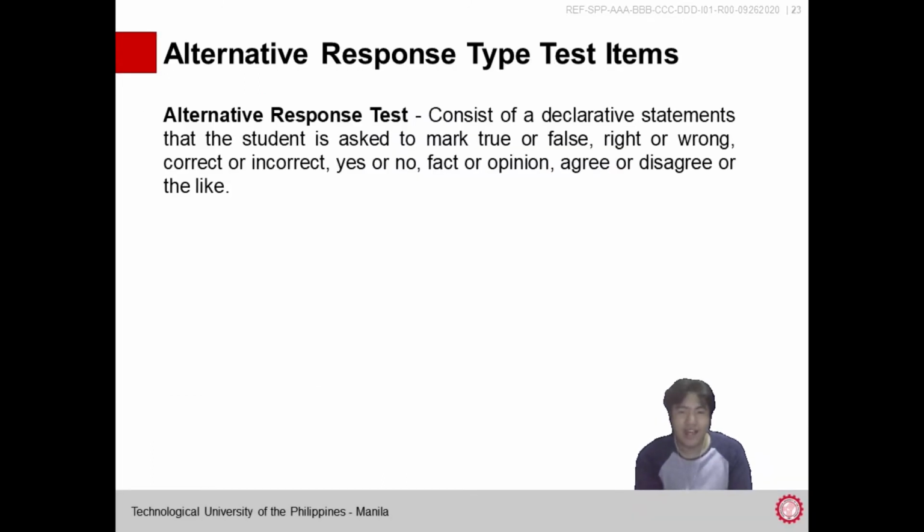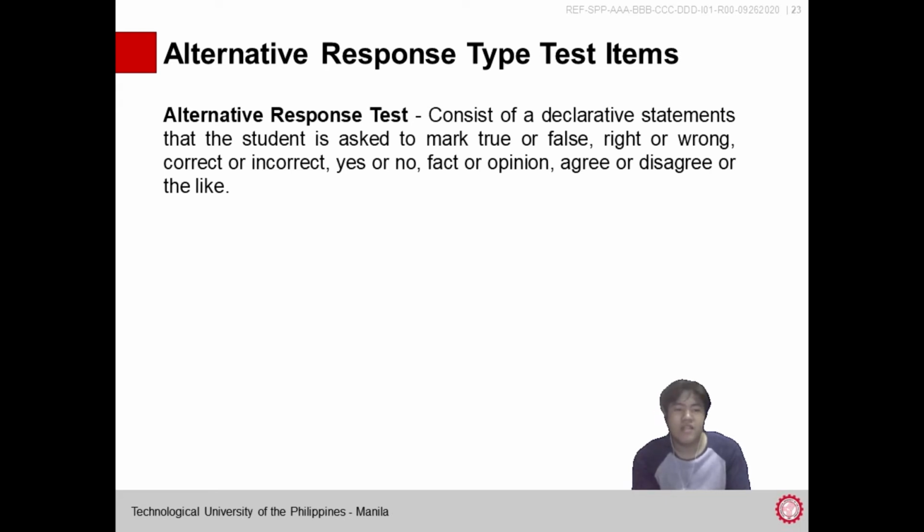Good day, everyone. I am Jefferson Paul E. Ordonio from BSI ICT 2F, and my report is about alternative response type test items. Alternative response tests consist of declarative statements that the student is asked to mark true or false, right or wrong, correct or incorrect, yes or no, fact or opinion, agree or disagree, or the like.